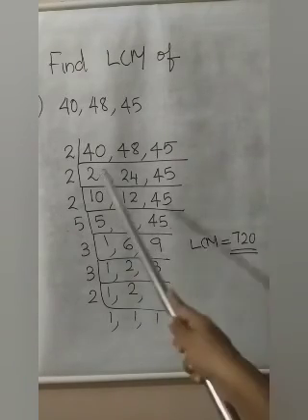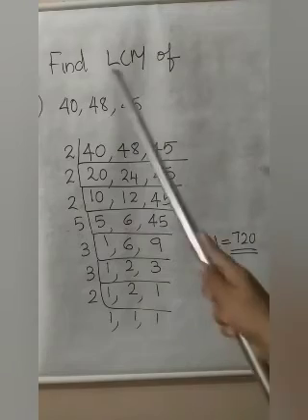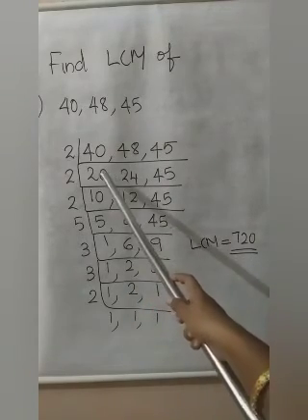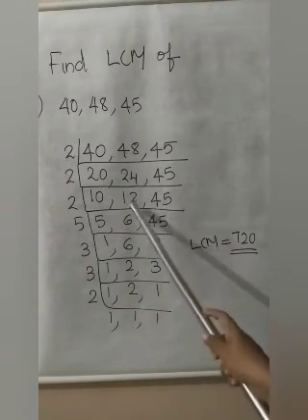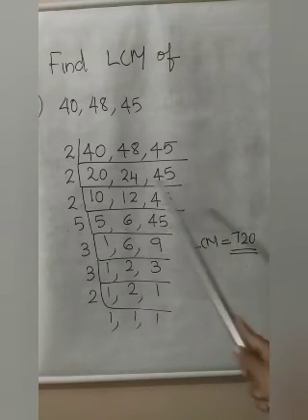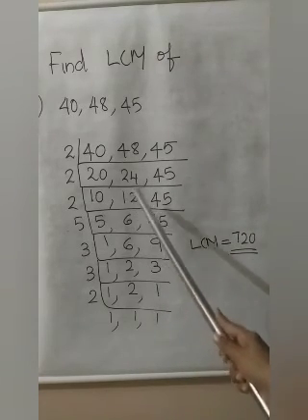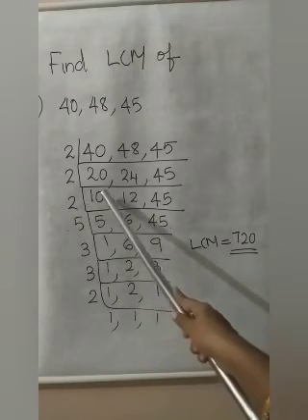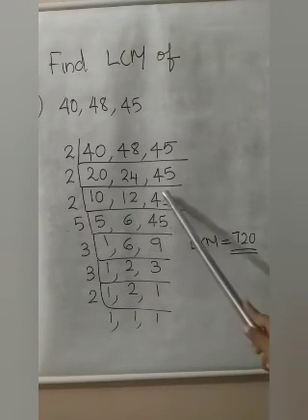In the next step, here 20 and 24 are again even numbers. I am starting with 2. So 20, how many times? 10, 24, 12. Again I wrote the 45 same. Again 10 and 12 are divisible by 2. So again 2 I wrote. In 2, how many times? 5, 12, 6, 45 again.